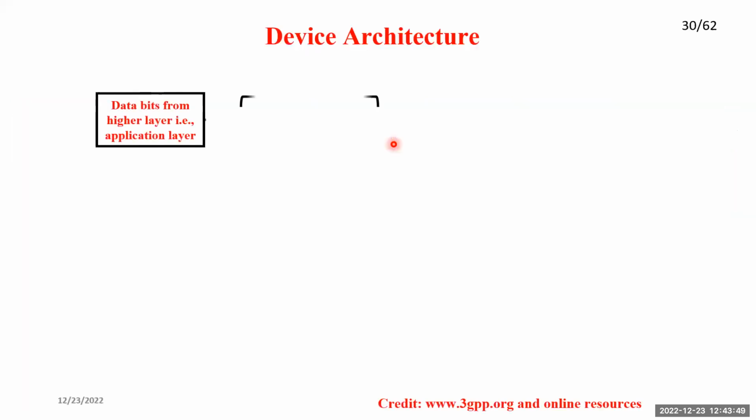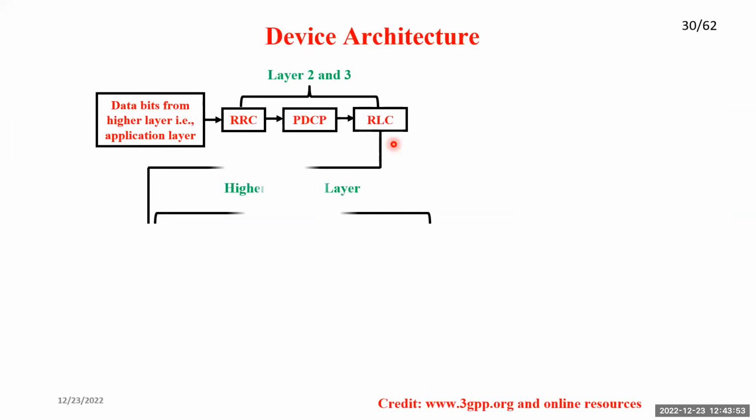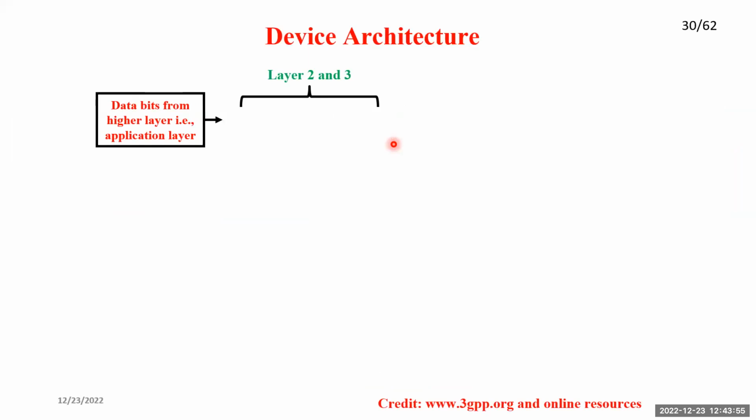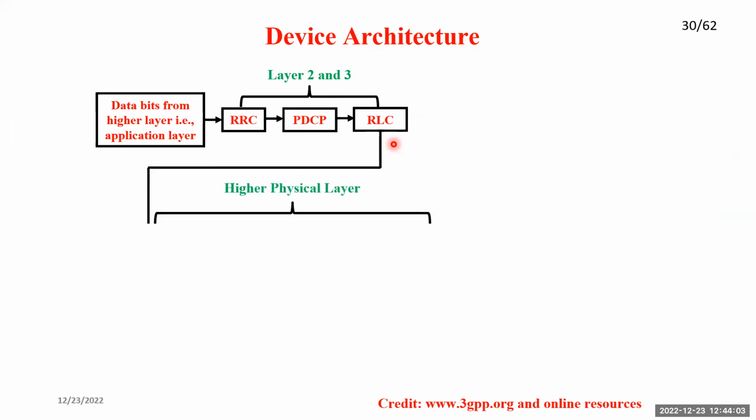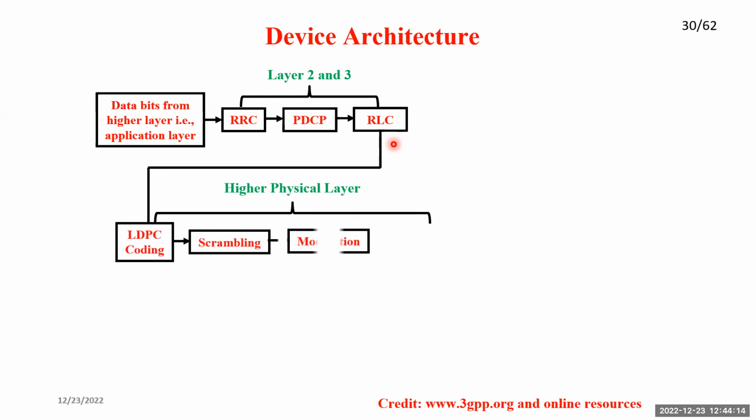Any device, for example, a simple mobile device: from the higher layers you will get the bits, then you will process that in the RRC. RRC will be for control. PDCP will be for the data segmentation. So from the higher layers you will get a chunk of data, a huge amount of data. You will make that into PDP packets.